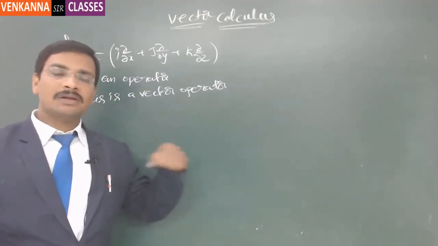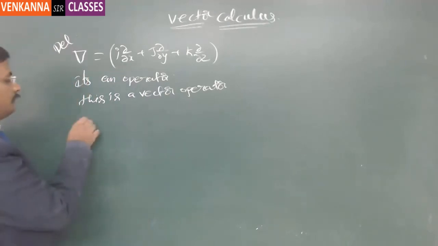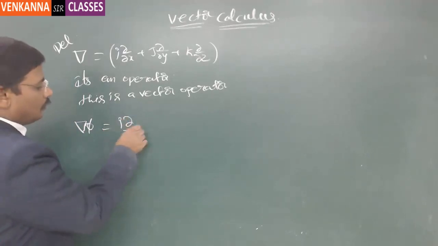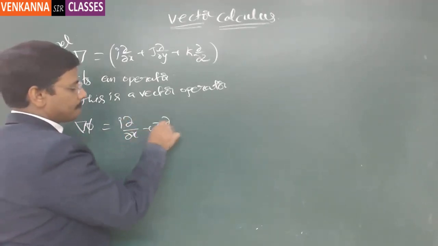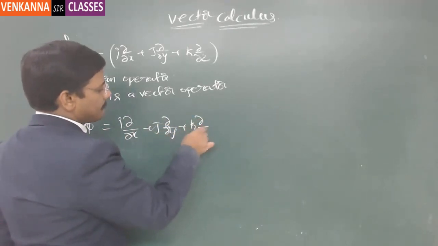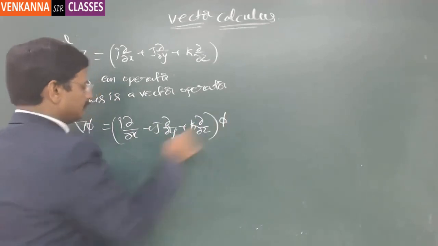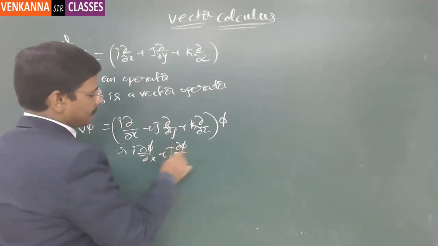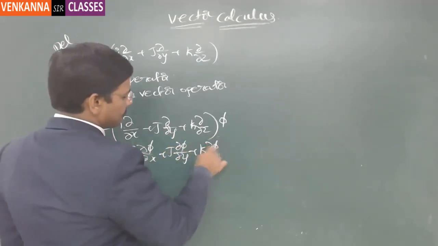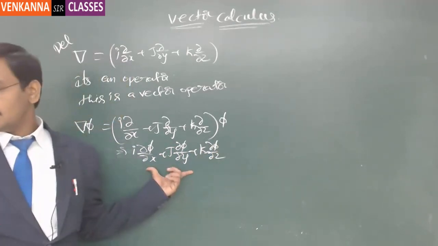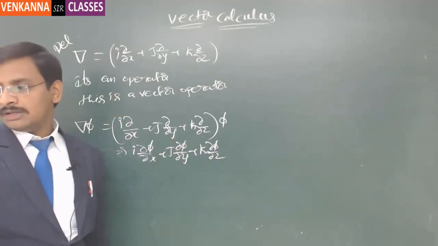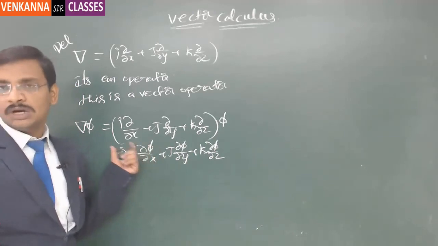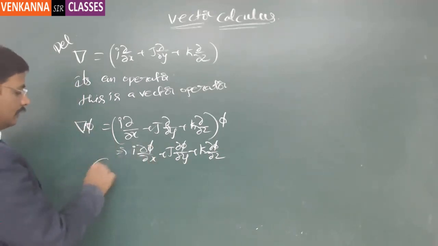Now it can be operated on a scalar as well. For example, del phi, if I take it, where phi is a function of x, y, z. Now i dou by dou x plus j dou by dou y plus k dou by dou z is operated on the function phi. So this is i dou phi by dou x plus j dou phi by dou y plus k dou phi by dou z. So a scalar became a vector now, right? To convert a scalar to a vector, this is how you put it. This is what we call del phi, the gradient.